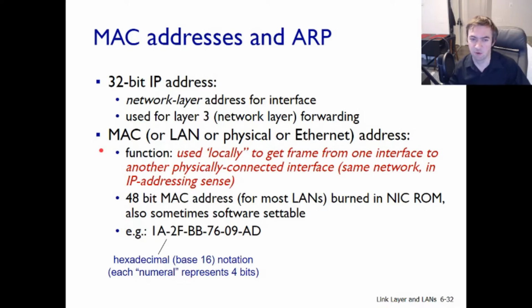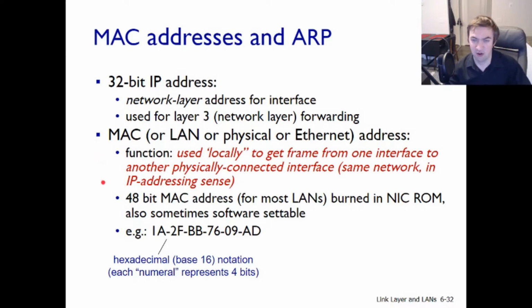And what these are used for is to get frames, which are what's sent across the link layer level, from one interface to another, usually from a physically connected interface. So if you, for example, have the same network, you wouldn't be using IP addresses to figure out how to get from one interface to another. You'll use a MAC address.